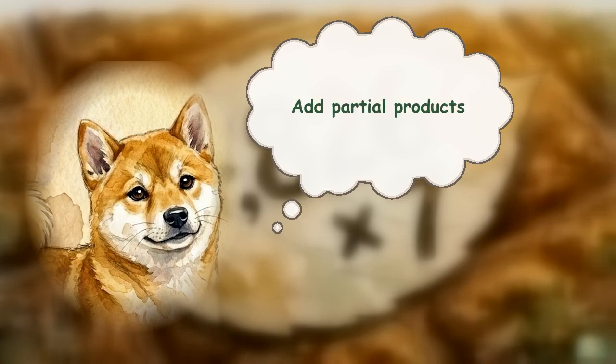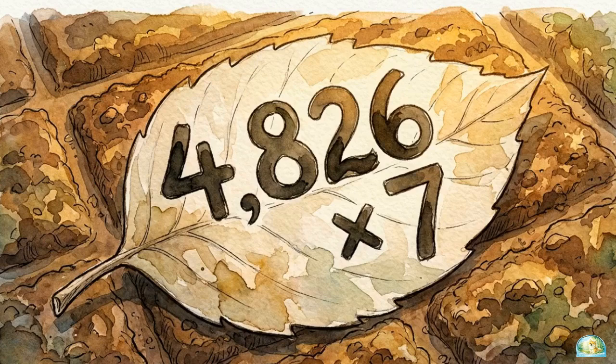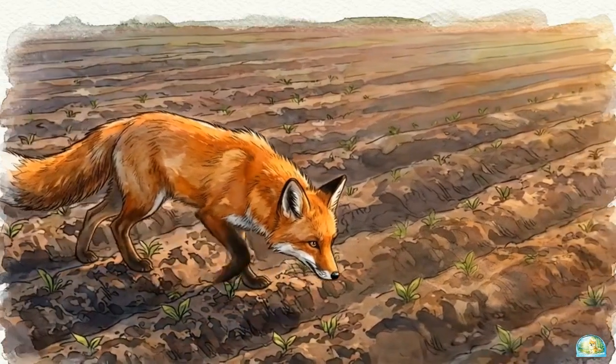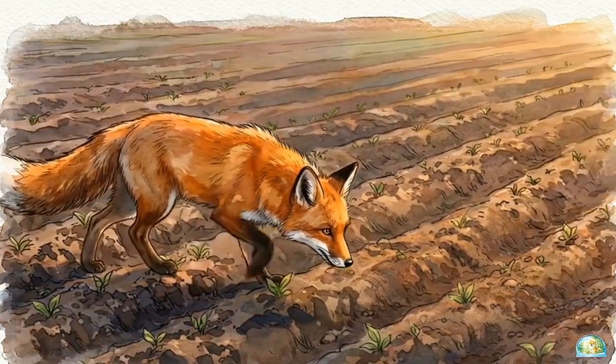Add partial products. When you first look at a large multiplication problem, the sheer size of the numbers can feel a bit overwhelming. Trying to calculate a massive total all in one giant leap is a quick way to get stuck. But here in the gridded garden, we handle big numbers a little differently.